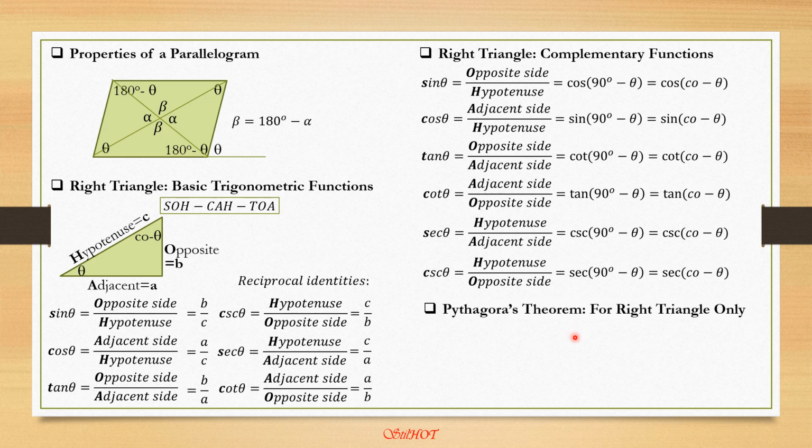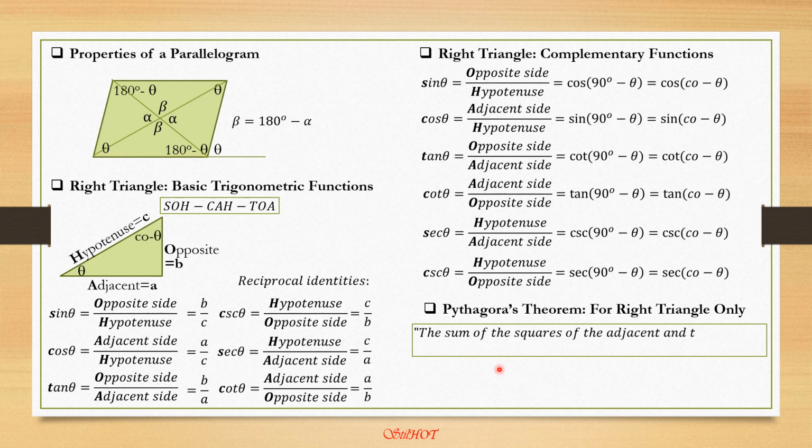Then the Pythagorean theorem, which is very important for right triangles only, states that the sum of the squares of the adjacent side and the opposite side is the square of the hypotenuse. So that's the statement of the Pythagorean theorem. There are many proofs of this theorem, and being students in engineering, I know that you are familiar with it. So that is adjacent side squared plus opposite side squared equals hypotenuse squared.